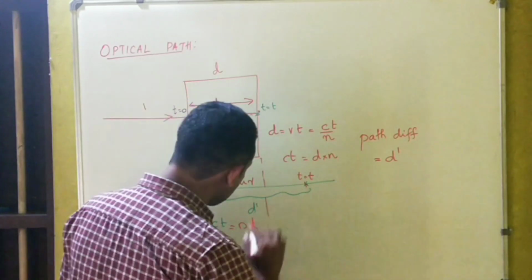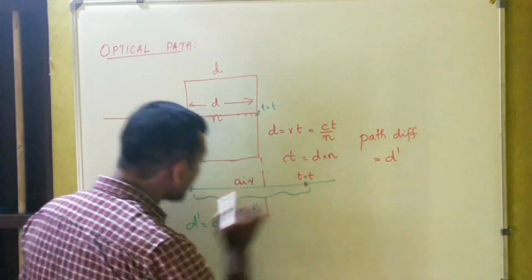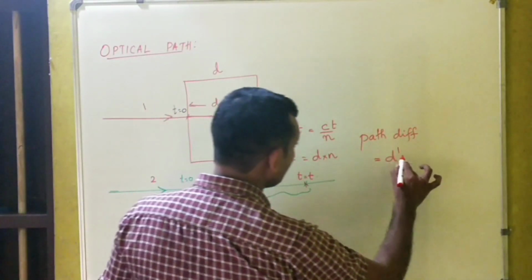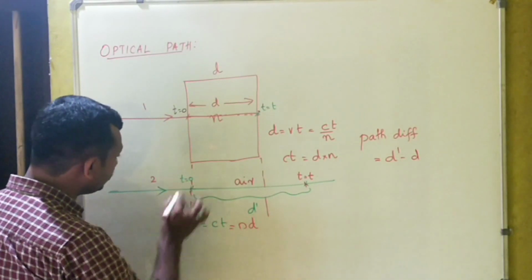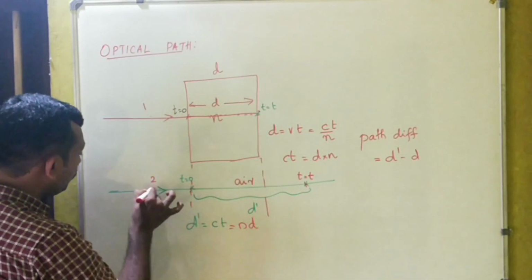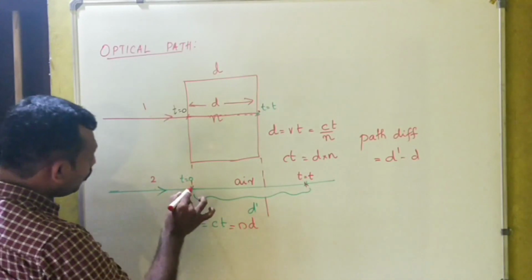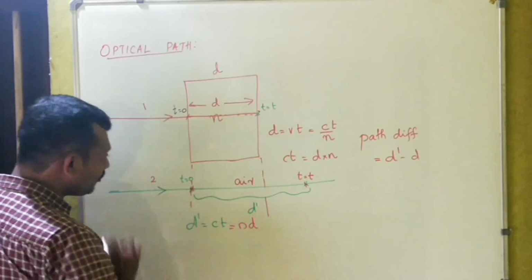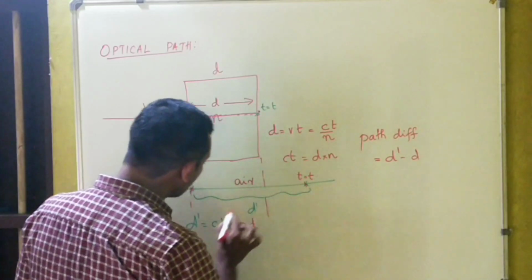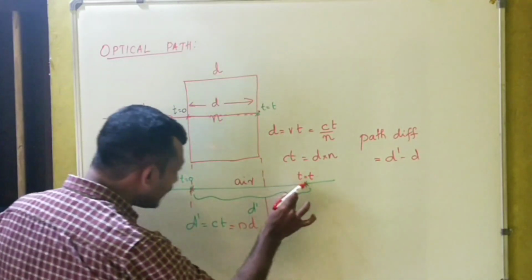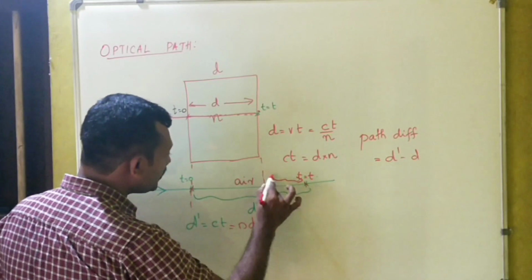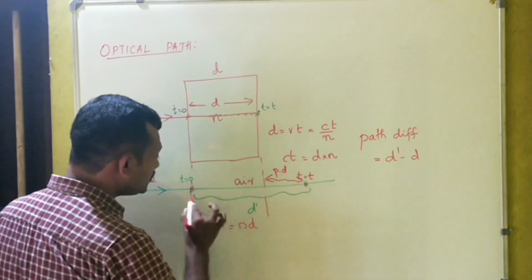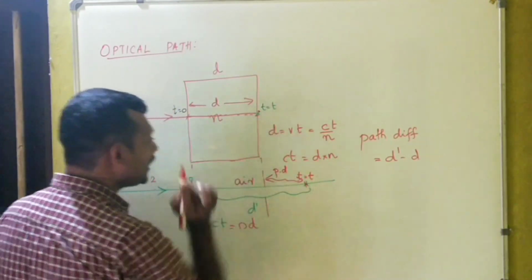Path difference should be equal to D dash minus D. Both reach here at the same time, right? Both are here because here both are traveling in air. So both are here at T equal to 0. But at time T, the second ray is here, and the first ray is only here. So this much is the path difference, which can be said as D dash minus D.